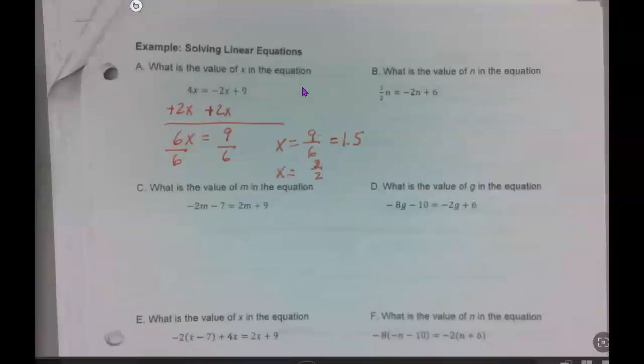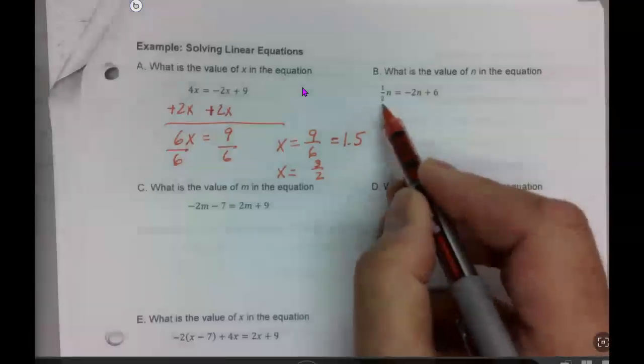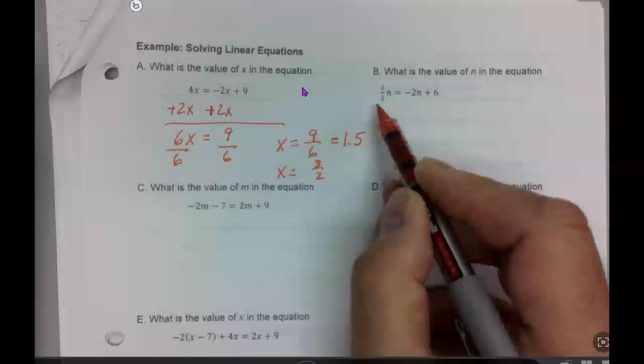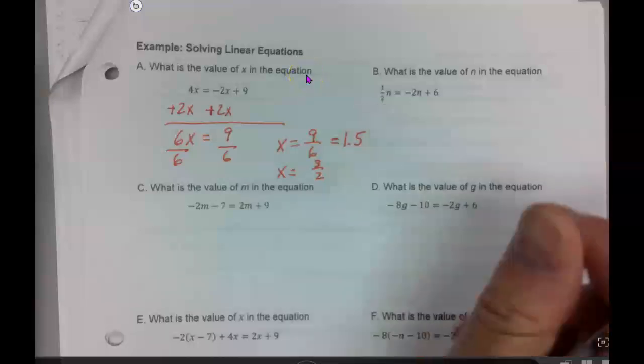Okay, letter B. What have we learned about these fractions when you have one fraction? Mac, what do we want to do when we get rid of those fractions, that one fraction? What are we going to do to everything?